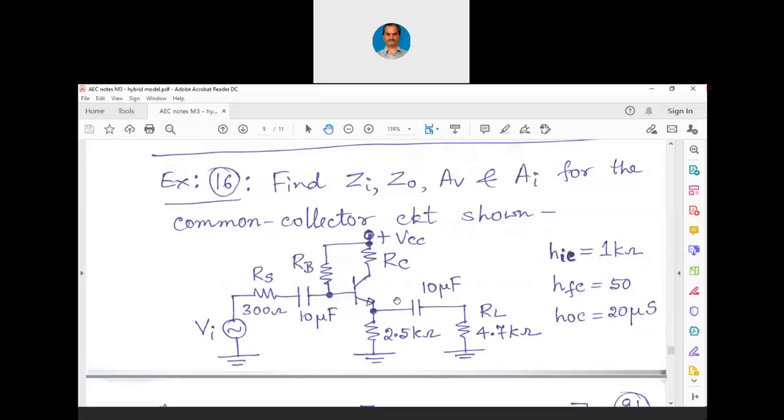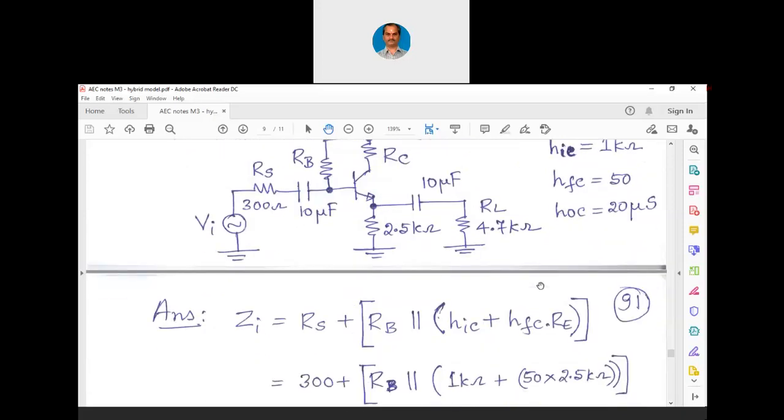Because we are taking output at the emitter. Now, the only difference here is, if collector is directly connected to VCC, we could have directly written collector with the AC ground. Now, we cannot write it that way. We will have to write RC in parallel now. We will have to write, at the hybrid model, RC also in parallel.